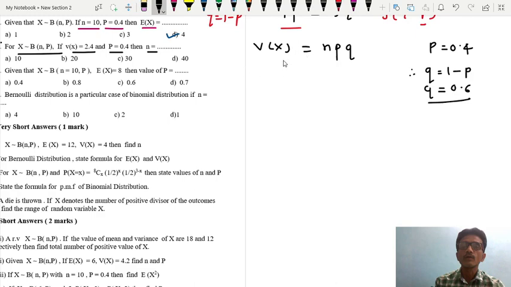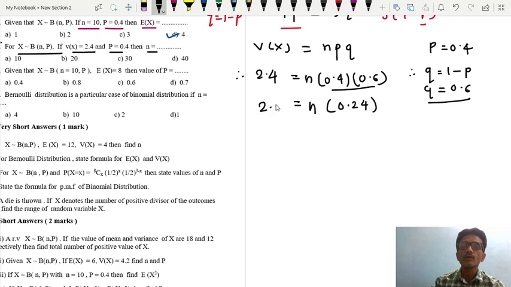Now n is to be found out. Vx is given, Vx is 2.4. Therefore 2.4 is equal to n, which we have to find, and probability p is equal to 0.4, and probability q, the probability of failure, is 0.6. So it is n into, here this multiplication will give us 0.24, and here it is 2.4.